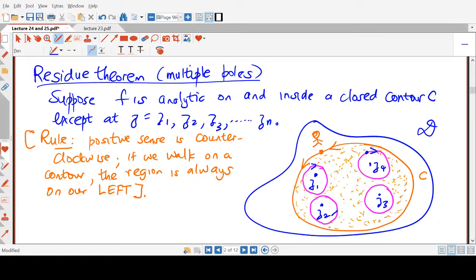No, that one is wrong. This way here. In other words, it's clockwise for the circles. Circles are now clockwise, but the region C is counterclockwise. So there's like a minus into the picture here. So we can call this contour C1, C2, C3, C4.